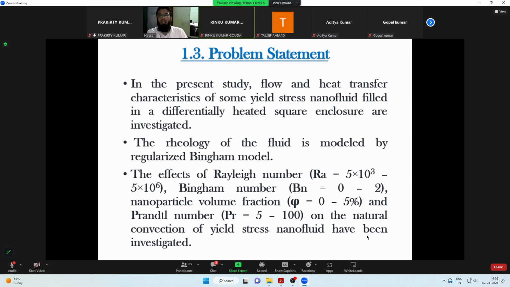Okay. The rheology of this nanofluid is modeled by the Bingham model, where tau is represented as tau y plus k gamma dot, where tau is the stress, tau y is the yield stress. Yield stress is a kind of stress which is required to cause a Bingham fluid to flow. Like you remember this ketchup, it does not come down on its own.